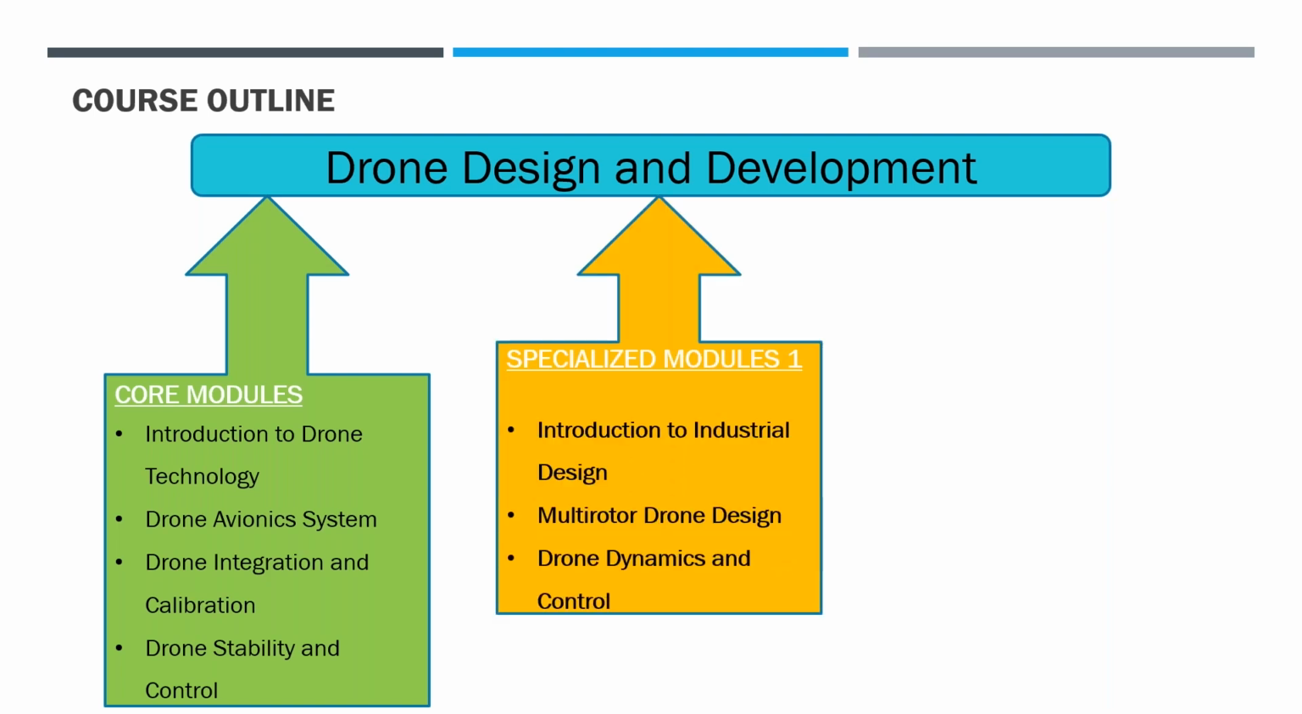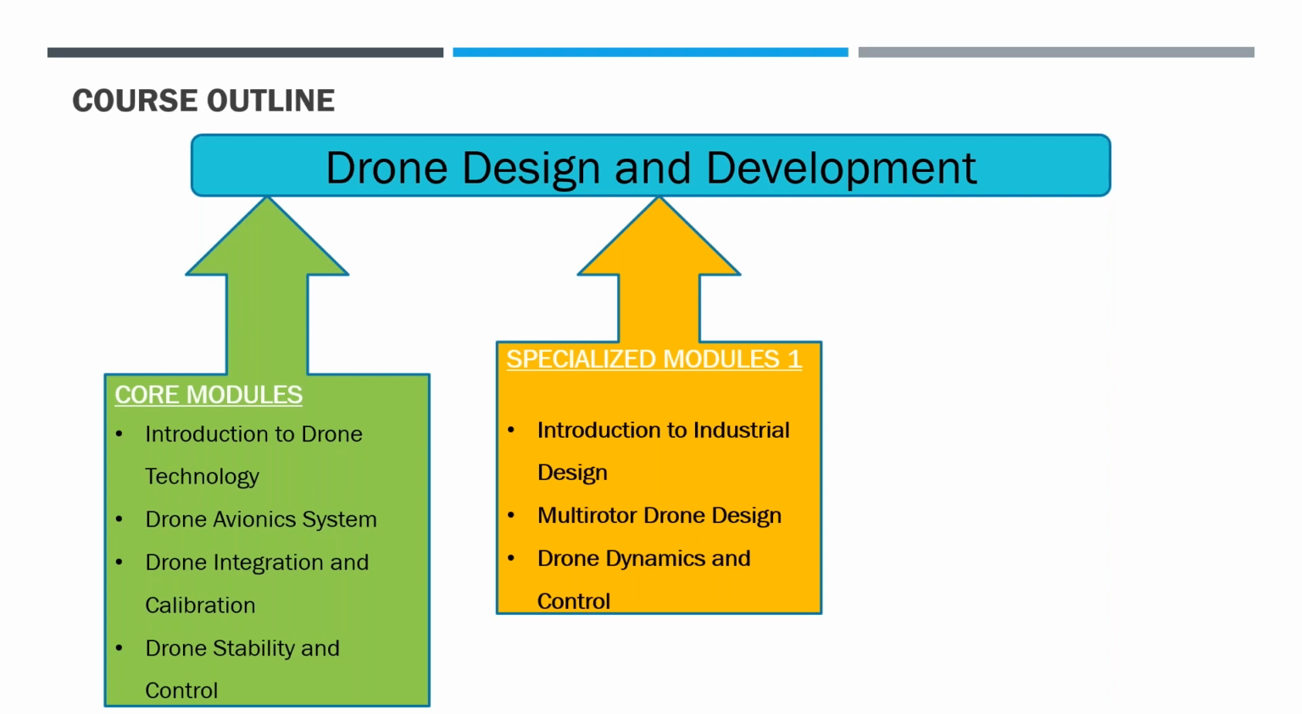Secondly, you can also see the specialized modules. Once you have completed the core modules, you move to the specialized modules, where you will be studying how to design an industrial grade drone. Generically, you will be studying industry design. So if you want to develop a drone as a product, what are the various steps one has to pursue to achieve that is what is going to be there.